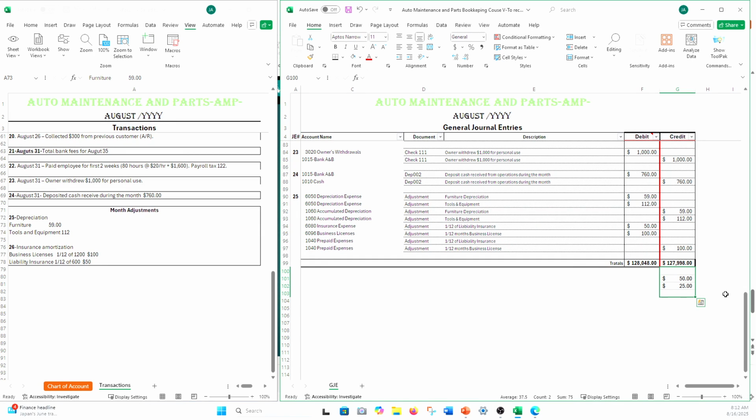So now we know that we just missed something here, $50, so we are in balance. With these things, we already complete the exercise in terms of journal entries. Well, we are done with the exercise.